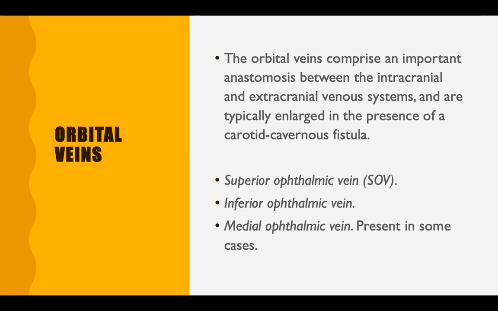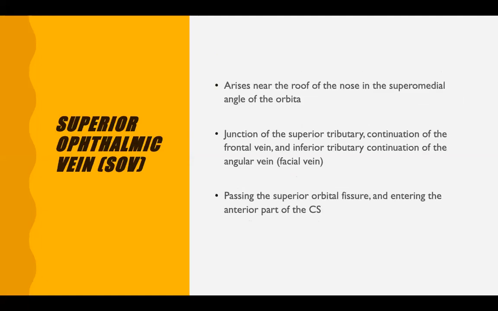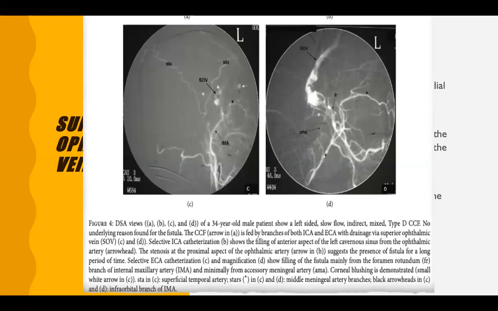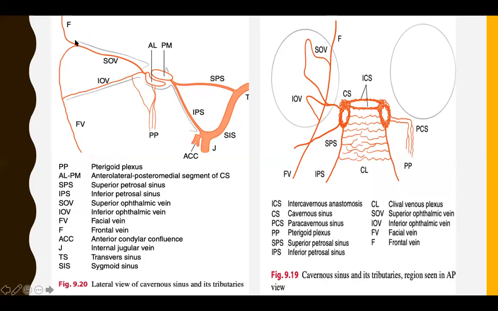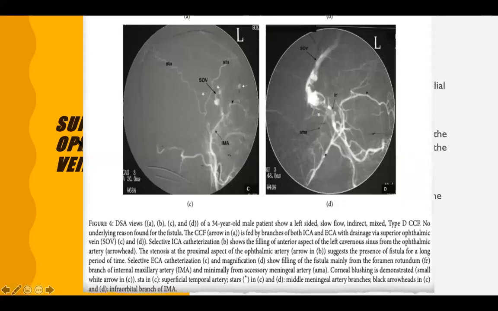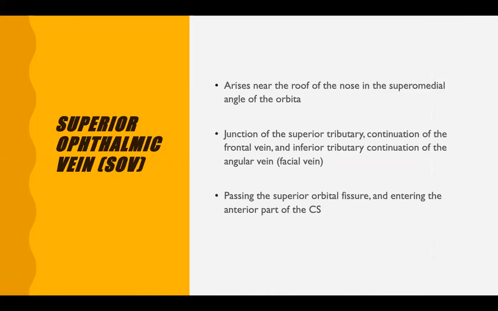So coming to the other important structures, the orbital veins. Important in CCF treatment are the superior ophthalmic vein and the inferior ophthalmic vein, and they are typically enlarged in the presence of CCF. Coming to the first, the superior ophthalmic vein arises near the root of the nose in the supromedial angle of the orbit, and as we have seen in the previous slides, it has connection from the frontal vein and the facial vein. The superior tributary is a continuation of the frontal vein and the inferior tributary a continuation of the angular vein.